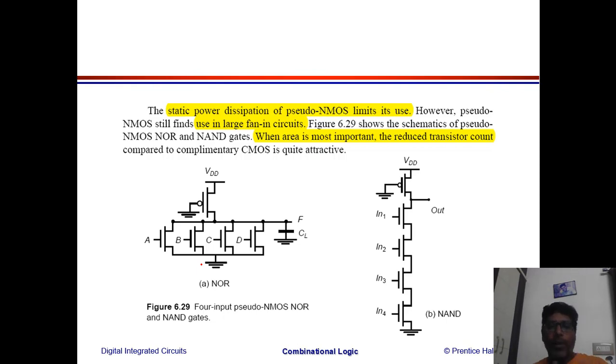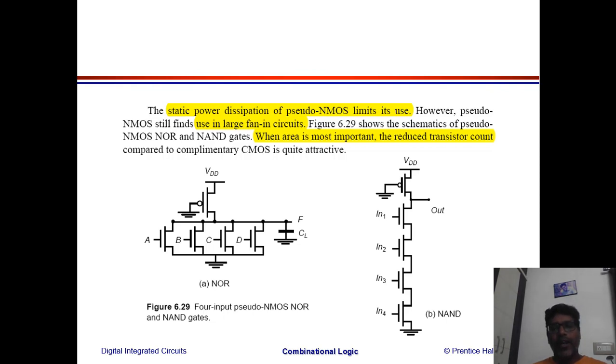One more important point here is that in pseudo NMOS, that's ratioed pseudo NMOS logic, what you could notice is this is more suitable when the number of inputs is high, meaning fan in. When the fan in is large, you can think about using this pseudo NMOS logic. And there is one more point we would like to discuss here.